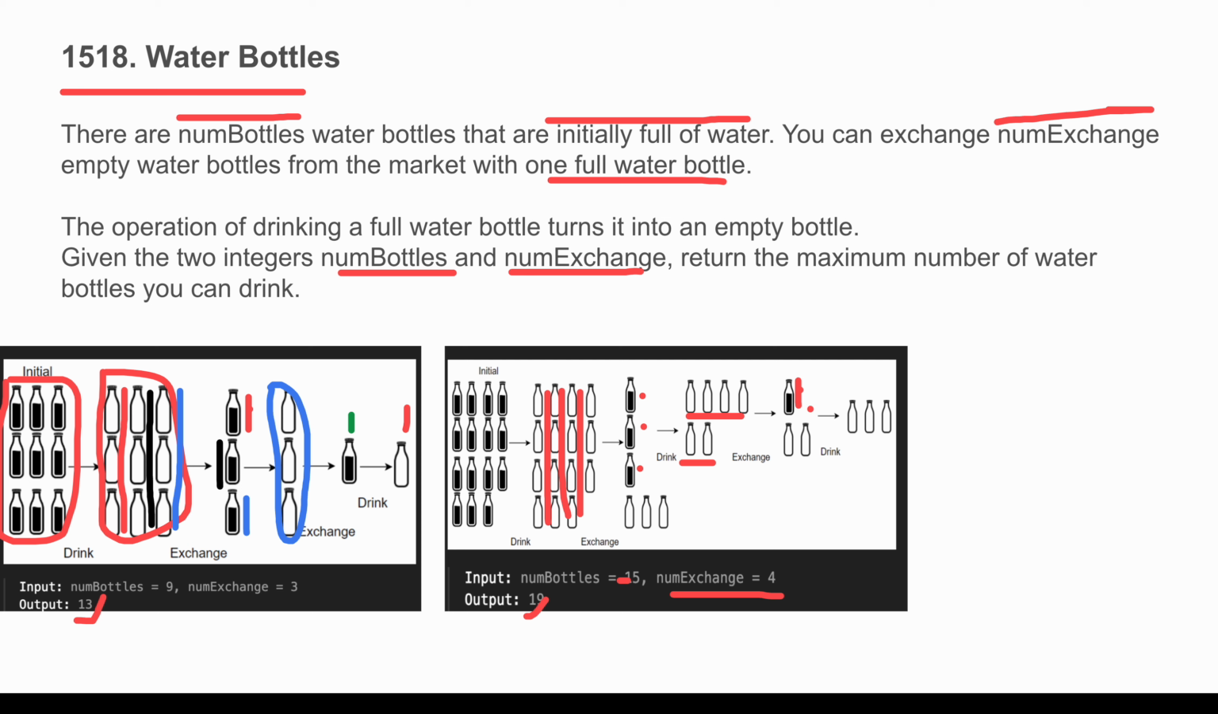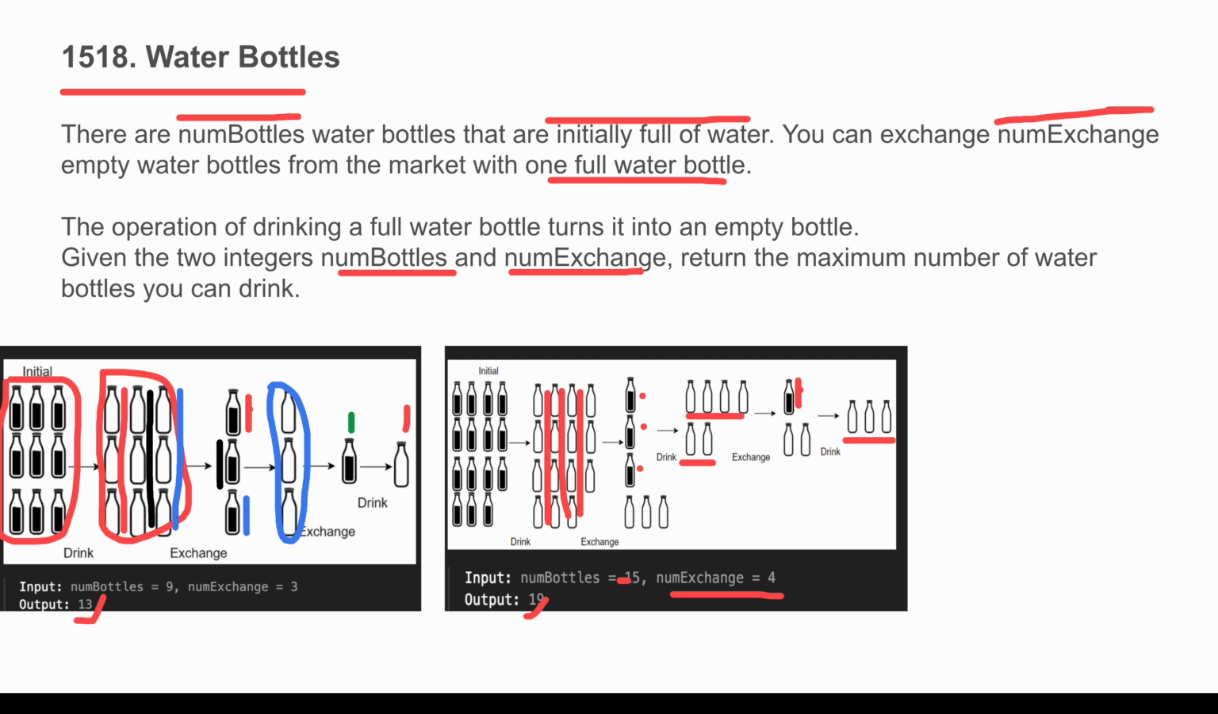Now you can drink all of this. You get 3 empty water bottles, where you stop because 3 is less than 4, so we cannot exchange any for full water bottles here. Let's count this: 1, 2, 3, 4, and then 15, 16, 17, 18, 19. We return 19 in this case. I hope the question is clear now. Let's talk about how we can solve this.